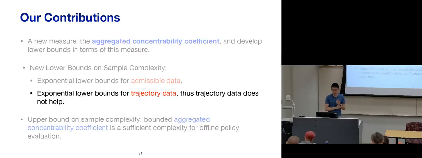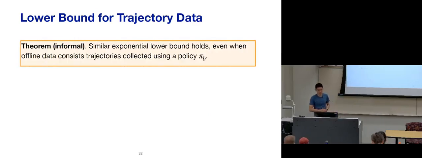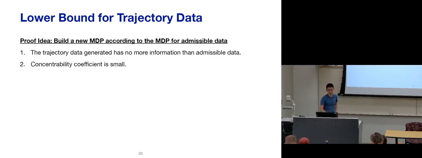Next, we'll go fast for the trajectory data since I have insufficient time. We have similar results: when the offline data consists of trajectories, we still have a similar lower bound. How do we do this? We still want two things. The first is that the trajectory data contains no more information than the missile data. The second is that the concentrability coefficient is still small.